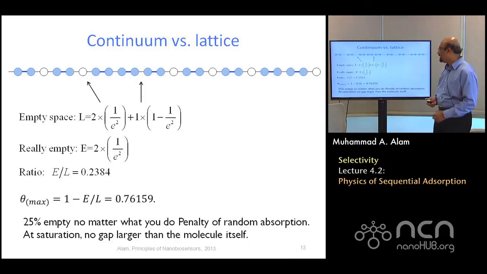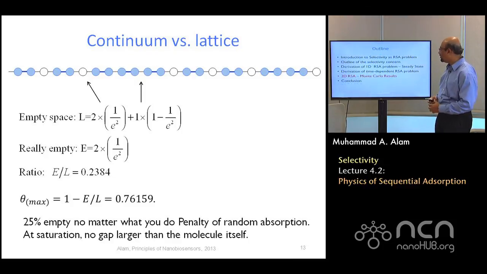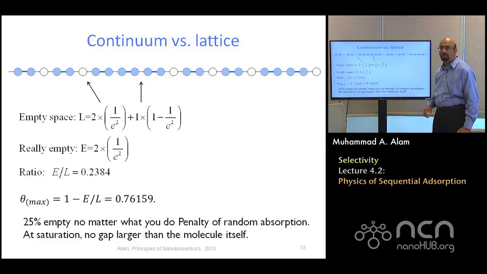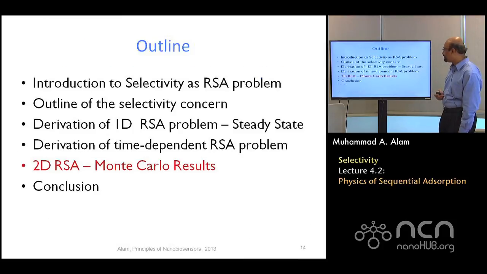And so in 1D, no matter what you do, you cannot get more than 76%. And in 2D, no more than 54%. This is the statistics of random sequential absorption, which fundamentally precludes us from achieving full occupancy.